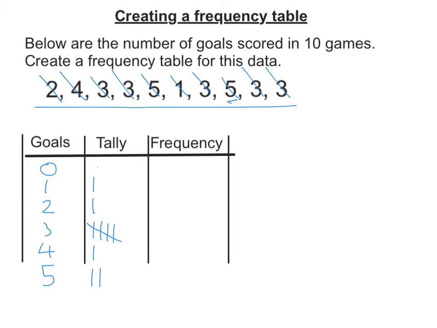Well, there's nothing in the 0 row, so there was 0 there. There was 1 game where there was 1 goal. There was 1 game where there were 2 goals. There were 5 games where there were 3 goals. 1 game where there's 4 goals, and 2 games where there are 5 goals.